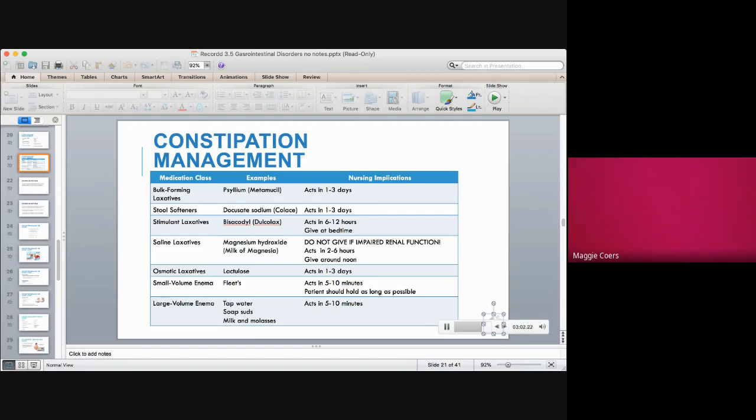So we start with a small volume enema, such as a Fleet. These usually work in about 10 minutes, and they're water, saline, and other electrolytes. How the Fleet works is that it pulls water into the colon so the patient can expel the stool. The patient can hold the water from the enema as long as possible so that more of that water is absorbed from the colon into the stool so it can work better.